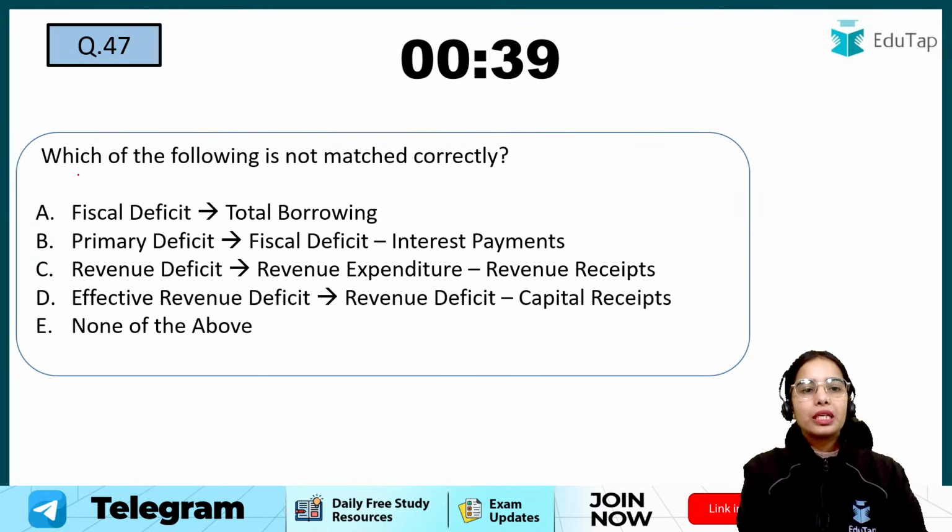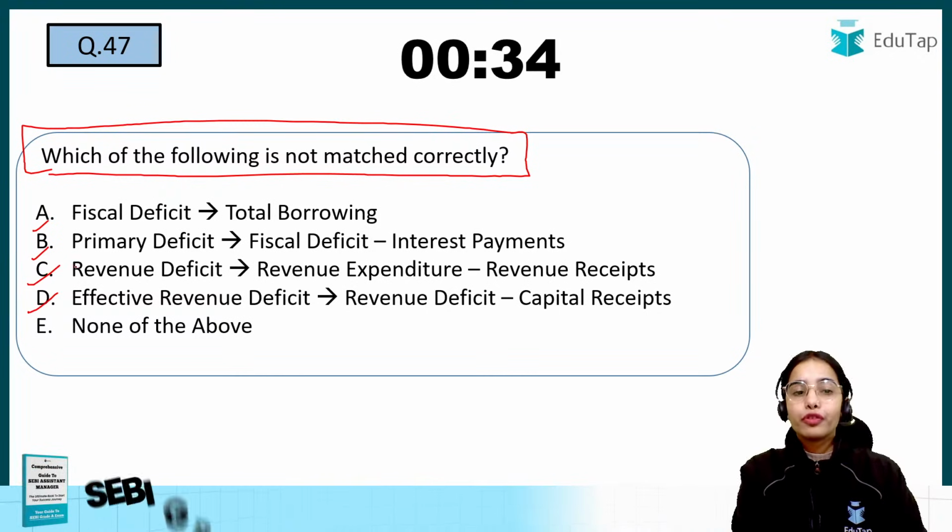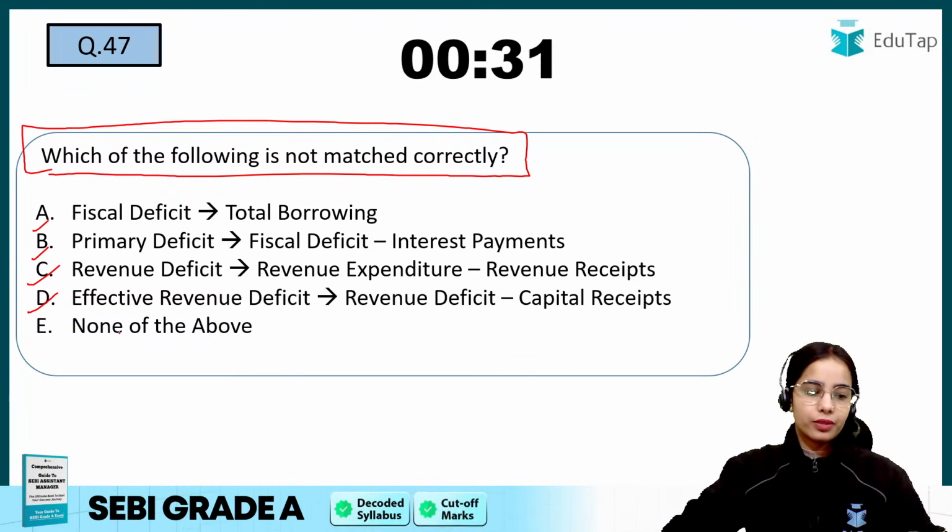Now, which of the following is not matched correctly? I hope you know the definitions or the formulas of the different deficits. So try to answer this question.